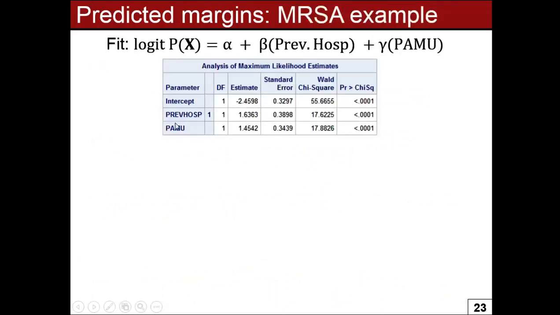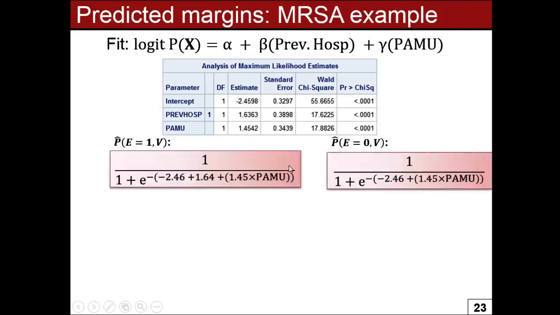Okay, so here's the idea. Here's the same output, alpha hat, beta hat, gamma hat. For somebody who is exposed, this is the formula of their predicted risk, right? You have alpha hat, beta hat times exposure equals 1, and then 1.45 times PAMU. This is the same stuff we saw before. And this is the formula of the risk when you're unexposed. It's the same thing minus the 1.64, it's gone.